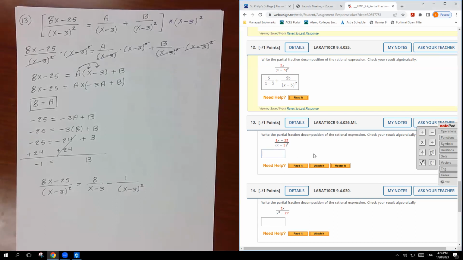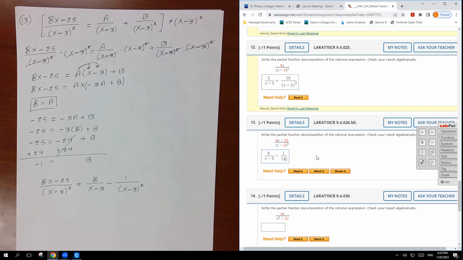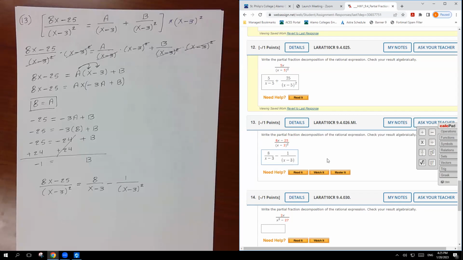So we're just going to plug in here 8 over x minus 3 minus 1 over parentheses x minus 3 squared. That's it for number 13.